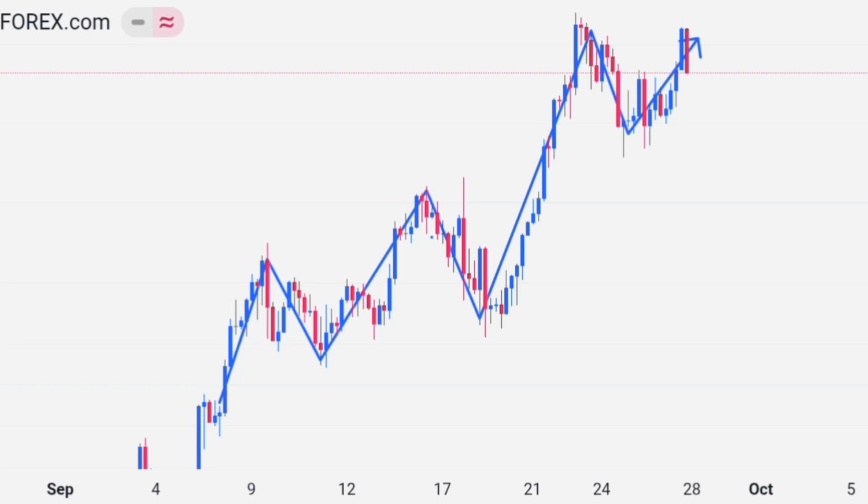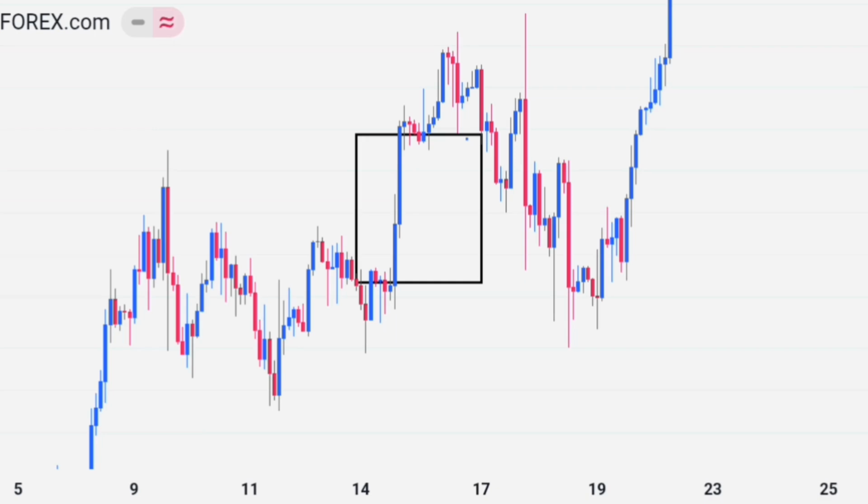Now let's see how to identify demand zones in an uptrend. We are going to use this XAUUSD as an example. Remember, anything we do here, we can also apply in a downtrend or in cryptocurrency trading, indices, commodities or whatever. So now let's continue. Another thing you have to understand is demand zones and supply zones.